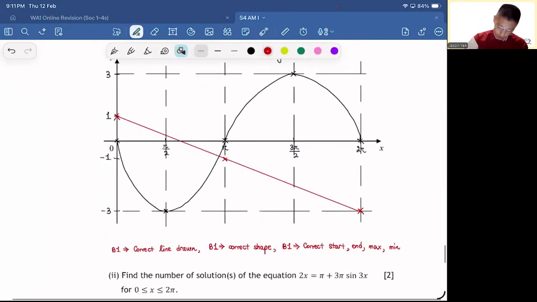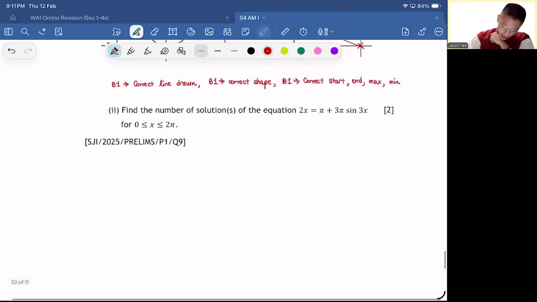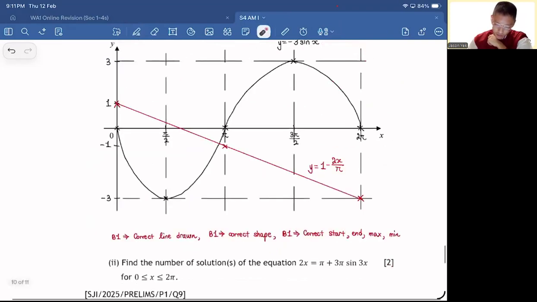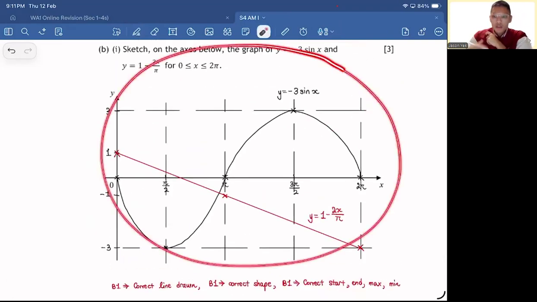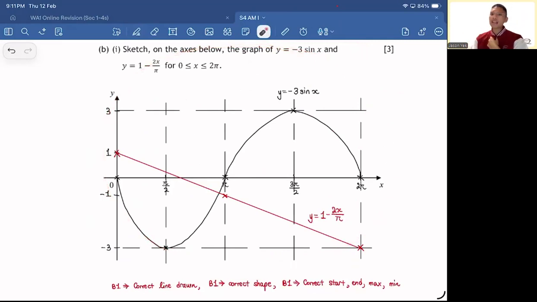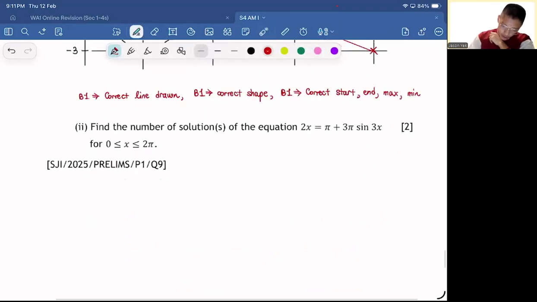Of course, usually when you draw a line, we draw down the equation first. So y is equals to 1 minus 2x over pi. Find the number of solutions. Now, again, if you want to solve this equation, we want to relate to the question here. So we want to see a negative 3 sine x. We want to see a 1 minus 2x over pi. So all we are doing next is really manipulate, and then the same rationale.